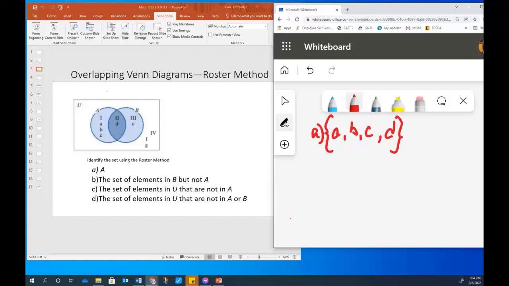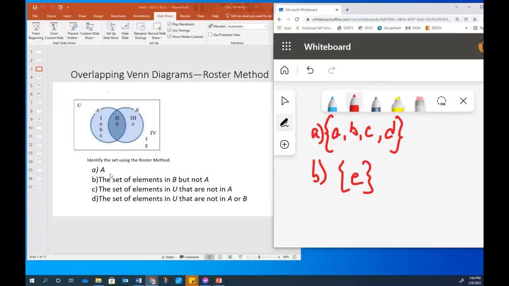Now for part B, then what is the set of elements that are in set B but not in set A? So I need to look, okay, I do need them to be in B, but I don't want them to be in A. So I don't want to include that overlap. I only want this element, which is E. And again, I'm trying to make these brackets. And if I have any trouble making it, it overcorrects it for me. But that one's set E.